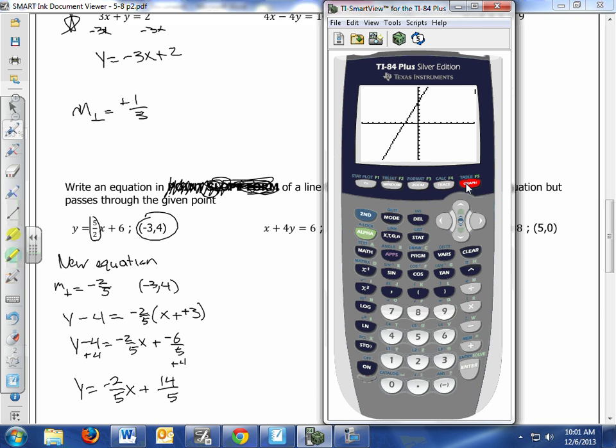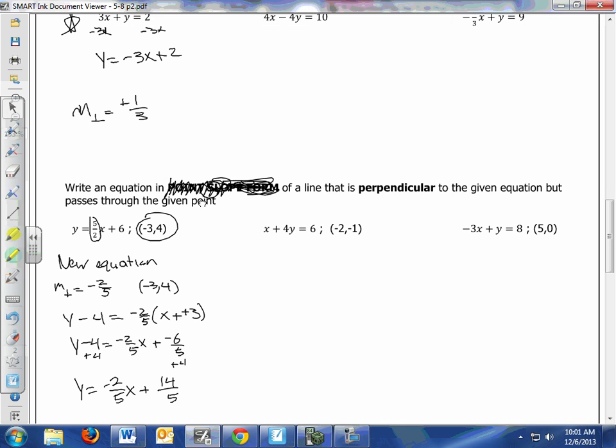There's my first equation. My second equation should look fairly perpendicular. It's skewed, so it's not going to look perfect, but this looks pretty perpendicular. And then I go into my table, and I see, does this second equation pass through negative 3, 4? And it does. Okay? Well, why don't you guys do this third one?